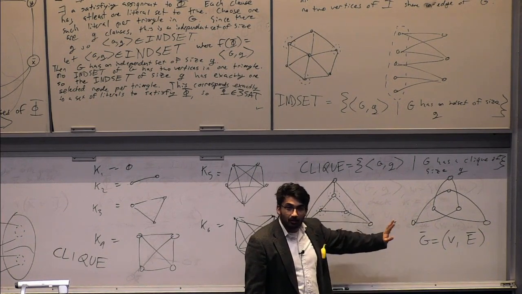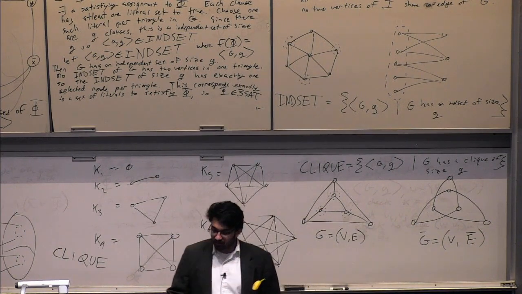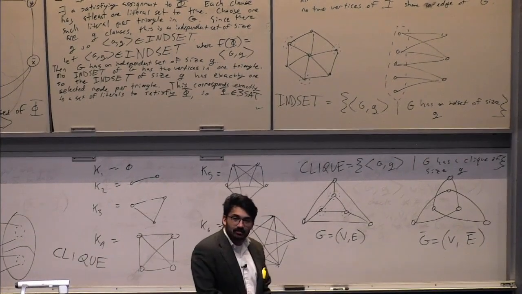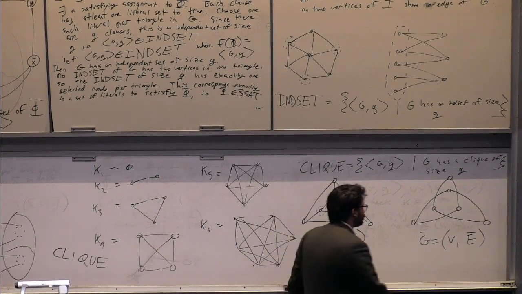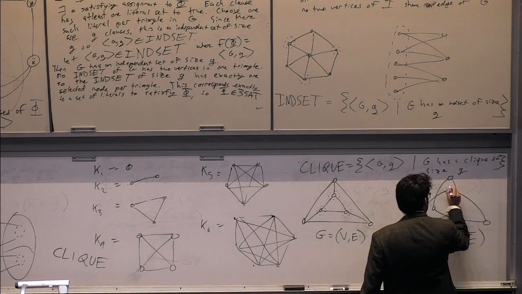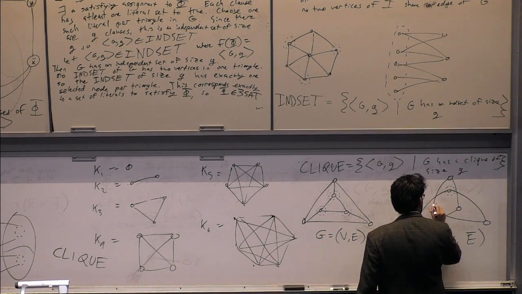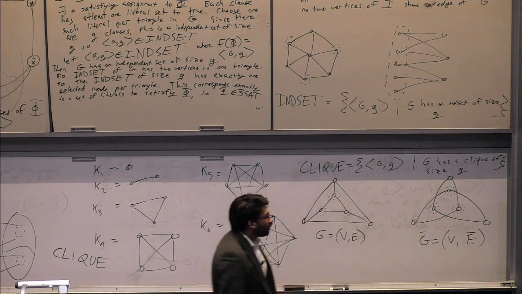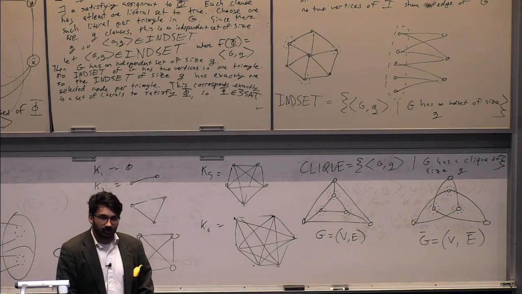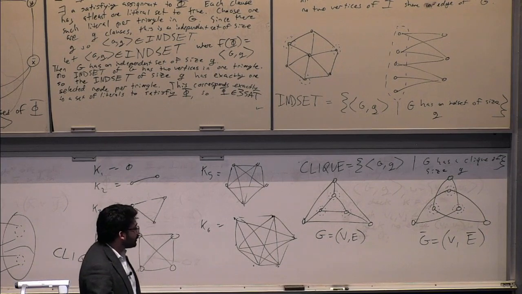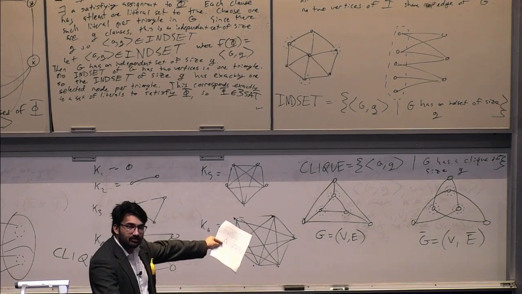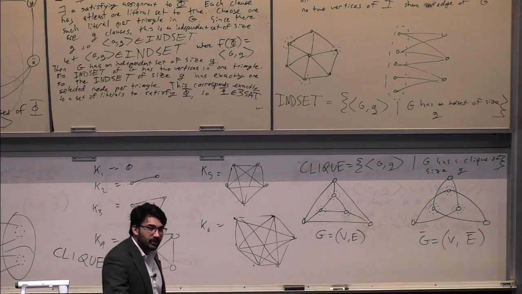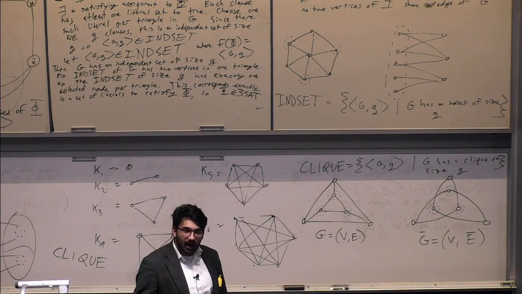There are no triangles in here. But it does have an independent set of size 3, right? Consider the exact same set of vertices, the exact same solution. Notice that there are no edges between those three vertices, because there were edges between those three vertices in the graph. And in fact, the complement of the complement is just the original graph.